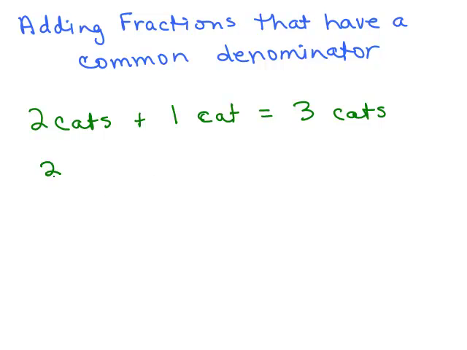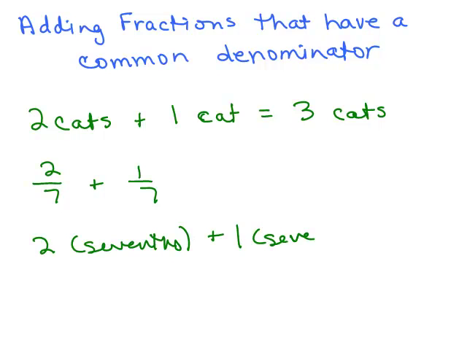Let's say somebody says, what's 2 sevenths plus 1 seventh? It's like they're saying 2 sevenths plus 1 more seventh. And that's just like adding 2 cats and 1 cat. We would end up with 3 sevenths.